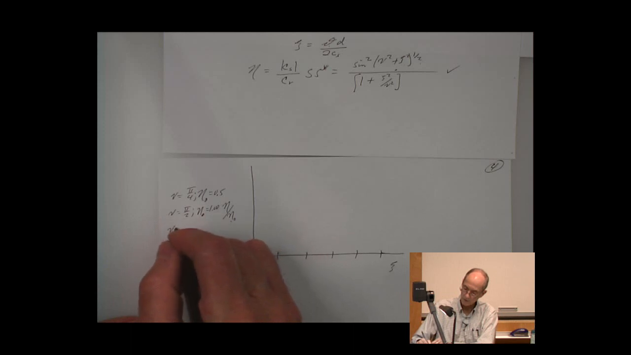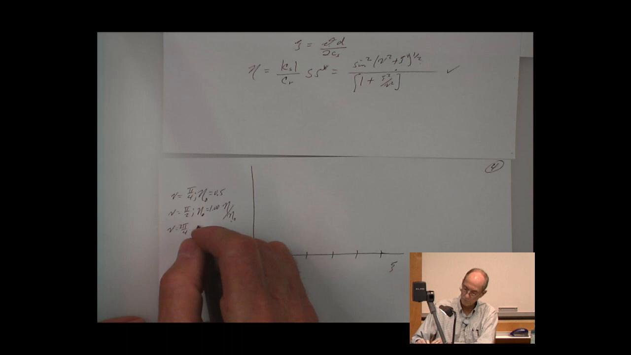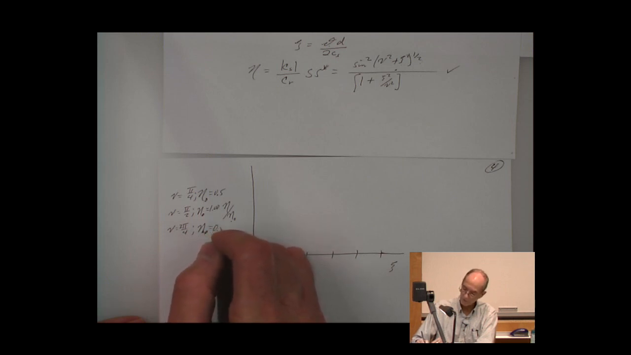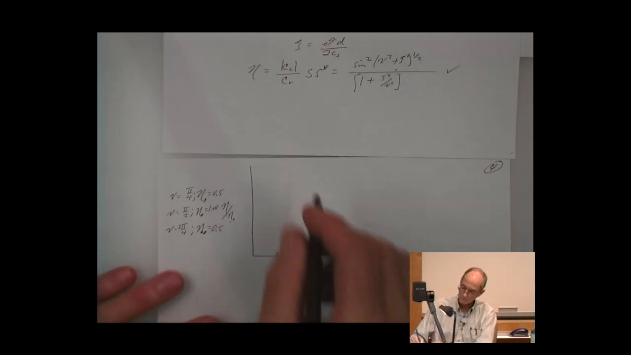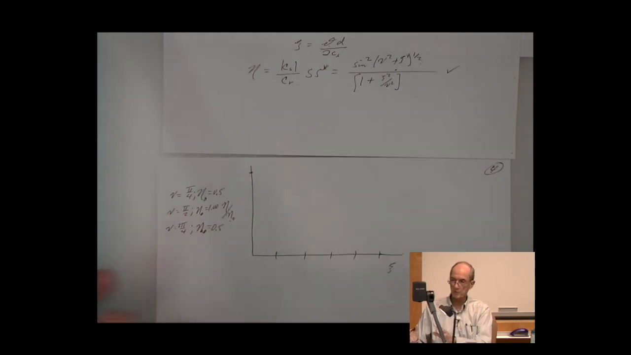And if nu is equal to 3 pi over 4, then eta 0 is equal to 0.5. All right, so again, we're going to normalize all these, and what we like to see is what is the bandwidth, what's the selectivity bandwidth of these efficiency values for different gratings, right?